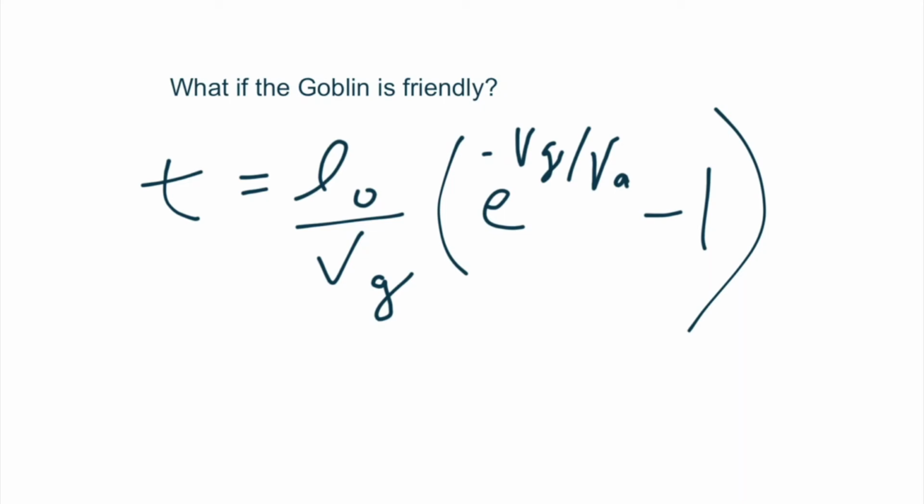Well, let's just look at the signs here. If he's friendly, this is the same function. You would get a negative value for Vg now, and a negative value for Va. So you get e raised to some negative power. This is good. Since the goblin speed is bigger than the ant speed, you're going to have 1 over e raised to some positive power, so that should be a pretty small number. Then subtract that from 1. That's going to be less than 1, so it'll be negative. Fortunately, the Vg is also negative out here, so you end up with a positive term for time. And you can use this same equation to solve the problem.